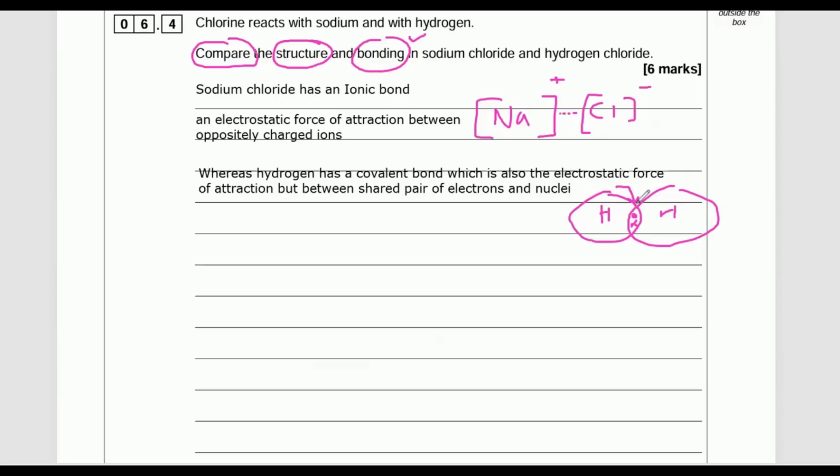One's covalent, shared pair of electrons, or force of attraction between shared electrons and nuclei. The other one's ionic. It's electrostatic force of attraction between a positive ion and a negative ion, or you can just say oppositely charged ions, as I did there. And now I need to talk about the structure.